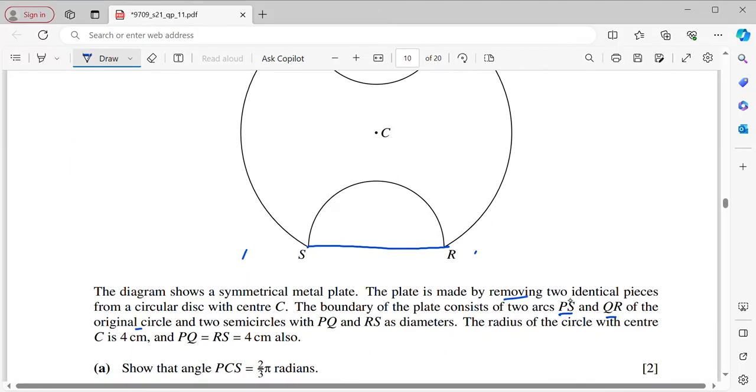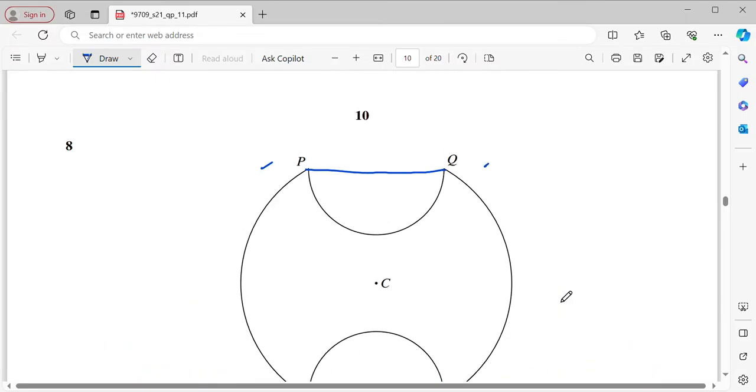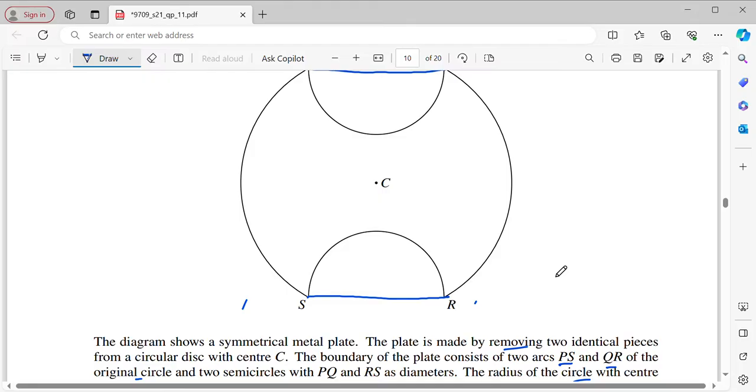Now the radius of circle with center C is 4. So since the PS and QR are the arcs, that means when I draw, something like this.